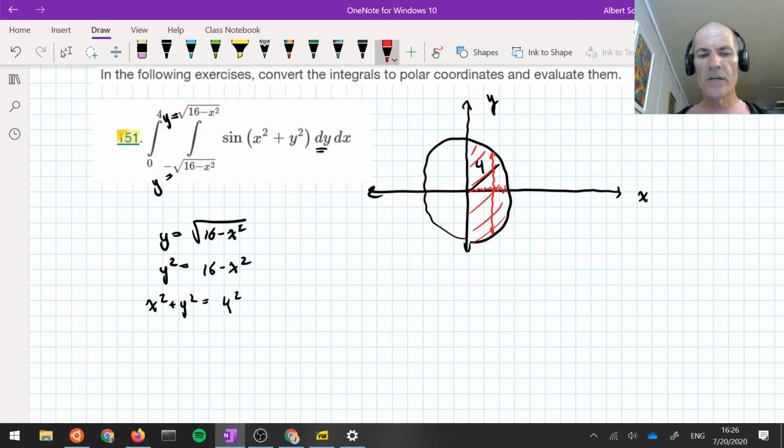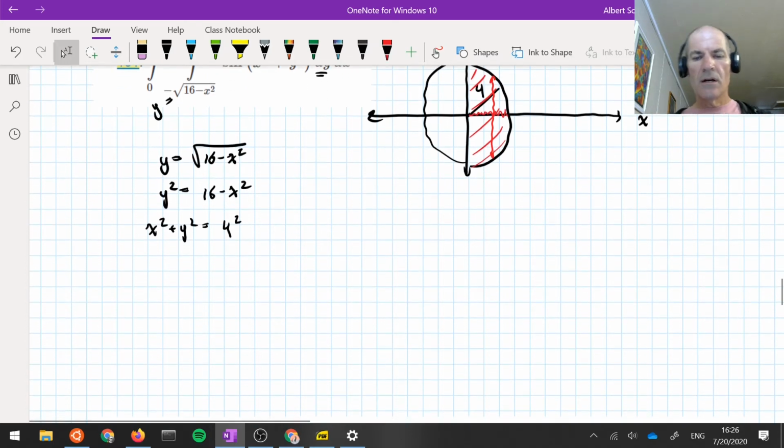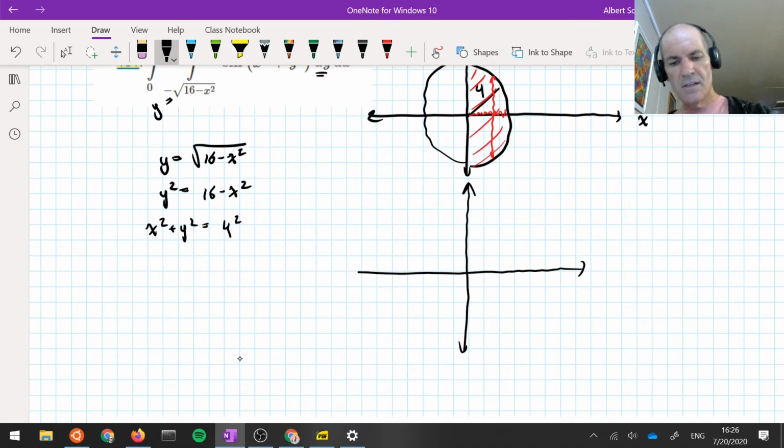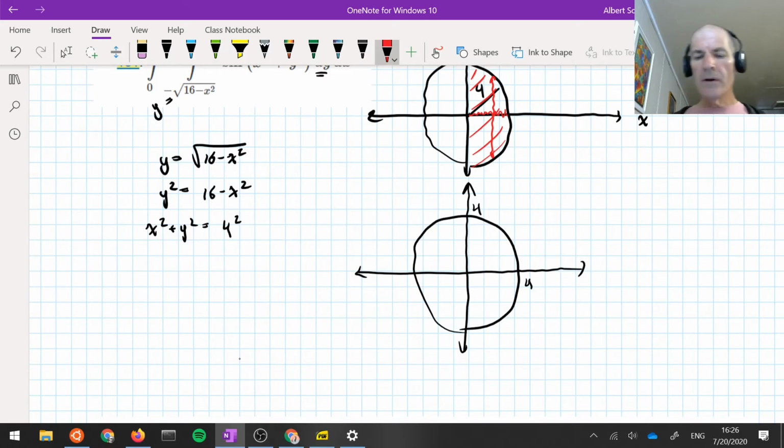Now that we've identified the region, it's up to us to re-express it in polar coordinates. So let's do that. I'm going to re-sketch this because the other one's a little bit messy. And we're interested in the right half of this circle of radius 4. Here, radius 4. Remember how this works. We're going to integrate with respect to r, which means we're taking r from the origin out to the curve. And not only is that happening up here in the first quadrant, but it's happening down here in the fourth quadrant as well.